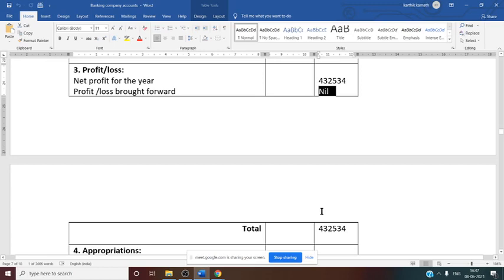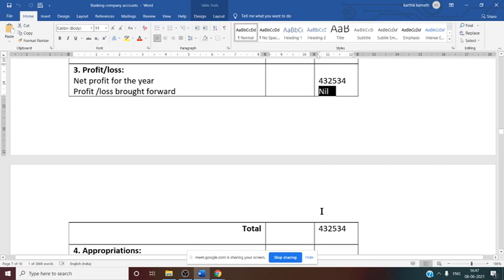So we have discussed the schedules of the balance sheet. After discussing this, you can directly prepare the main format of the balance sheet. There are 4 steps in a banking company account. First step, preparation of schedules to profit and loss account. Second step, preparation of P&L account main format. Third step, preparation of schedules to balance sheet. Fourth step, preparation of balance sheet main format. So now the fourth step we have to do, that is preparation of the main format here.